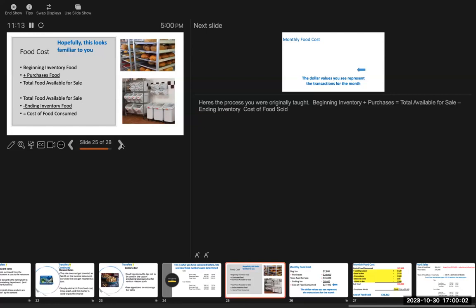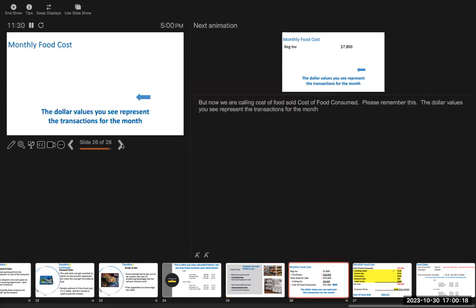Beginning inventory plus purchases gives you total food available for sale. Total food available for sale minus ending inventory gives you cost of food consumed. So look, we've changed it to cost of food consumed. Remember, we've been using cost of food sold up until now. Let's look at an example.